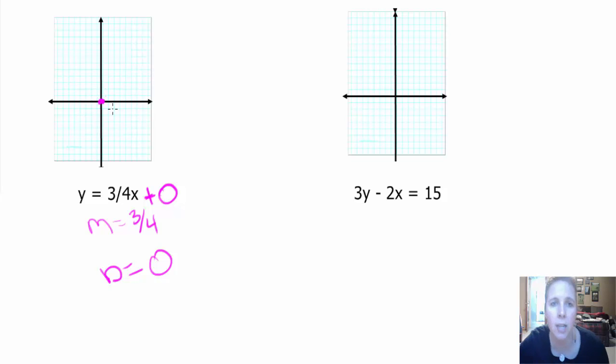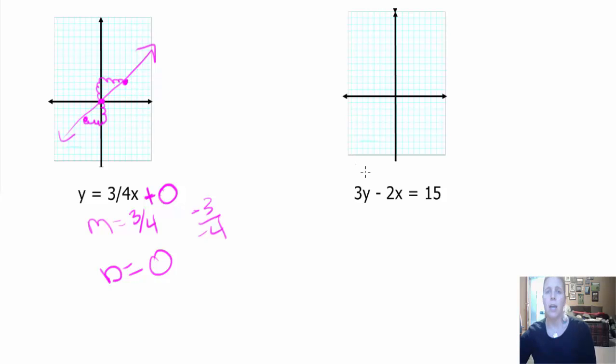And then from there, this is positive, so we know it's going to look like this. We're going to go up 1, 2, 3, and to the right 1, 2, 3, 4. Which is the same as if you went down 3 and to the left 4. And put a line through it. Okay, that's the same thing. This is the same as -3 over -4.